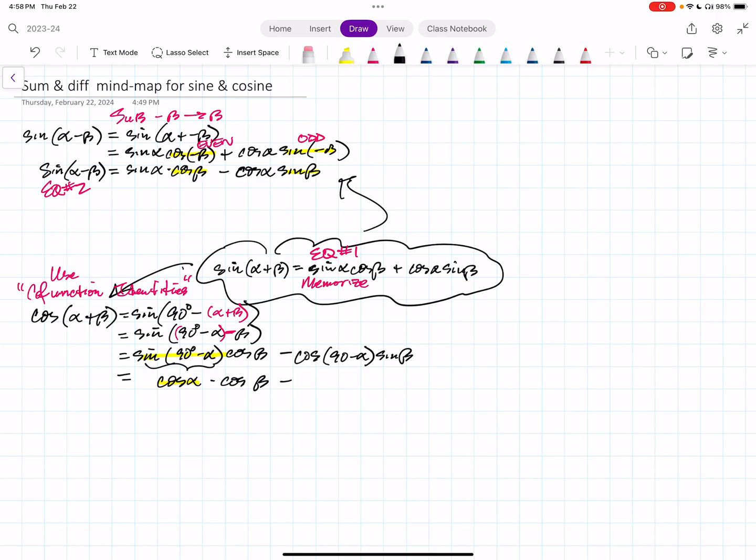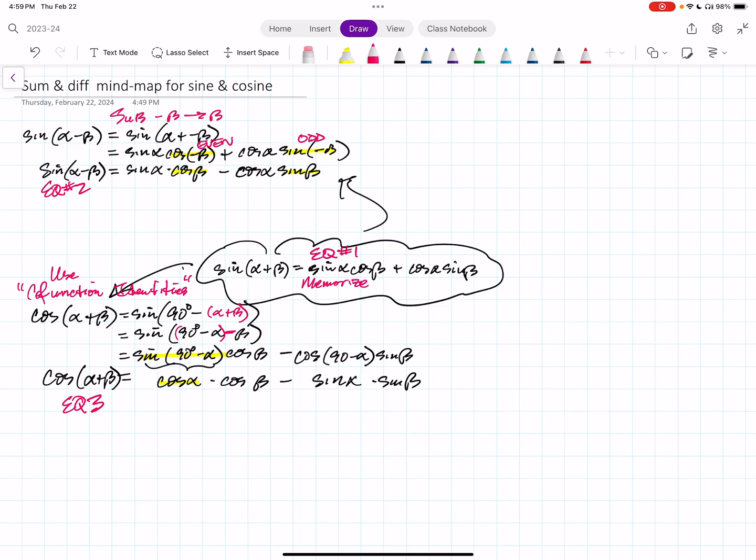And then here, cosine of 90 minus alpha is the same thing as sine alpha, and then I multiply that by sine beta, and now I just derive my second identity, which is the cosine of alpha plus beta. I'm going to refer to this one as equation number three. So I've developed three so far, one from memory and two derived from the one from memory, which is right in the middle of the screen.